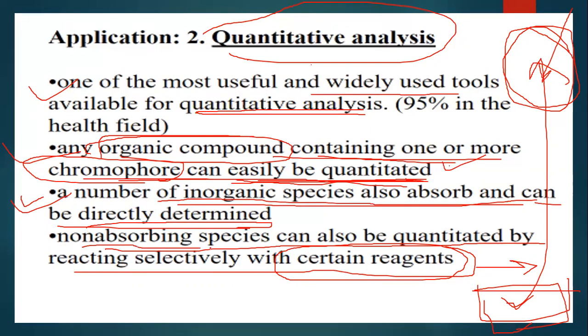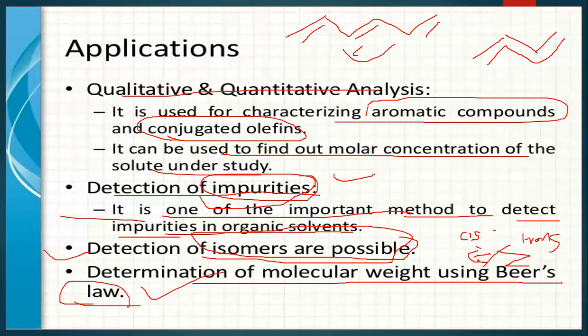Non-absorbing species can be studied by reaction with a certain reagent. If you have a particular substance that is not absorbing, you need to react it with another substance so that it will show absorption of light. That's why I told you before that absorption is necessary for analysis purposes. You can also study aromatic compounds.